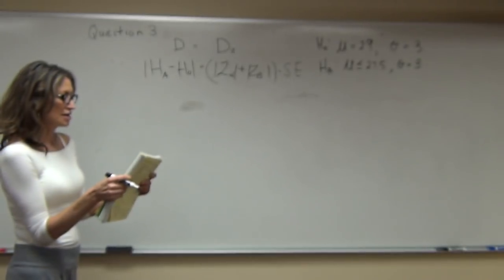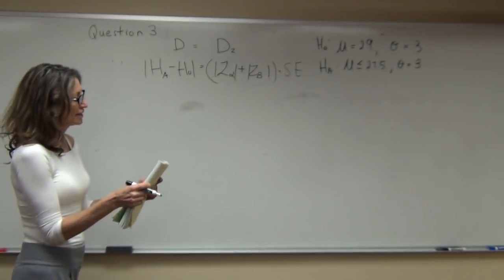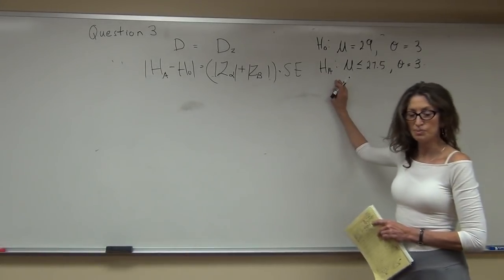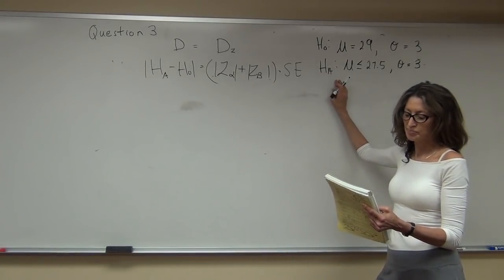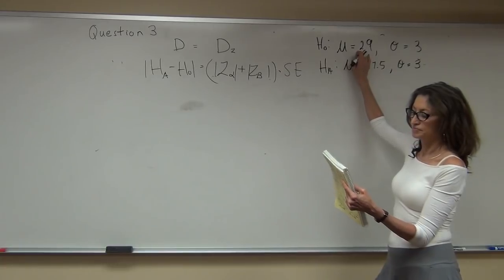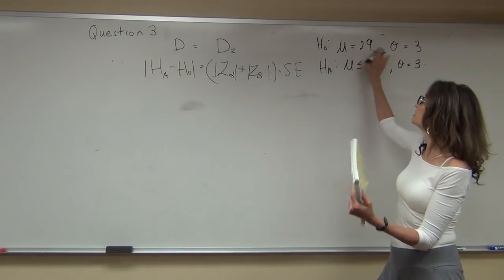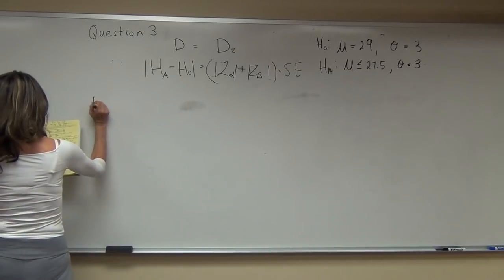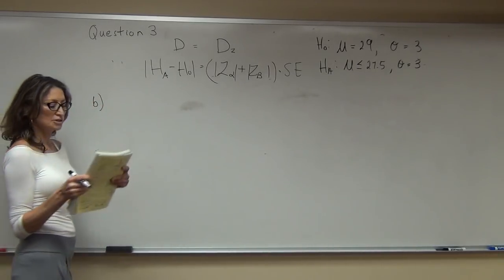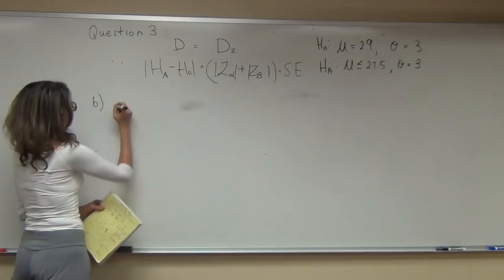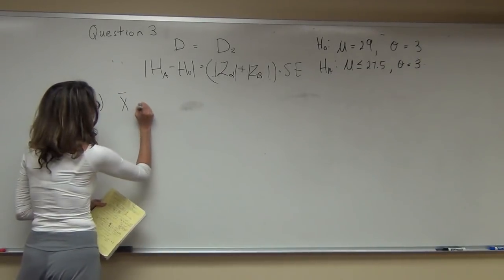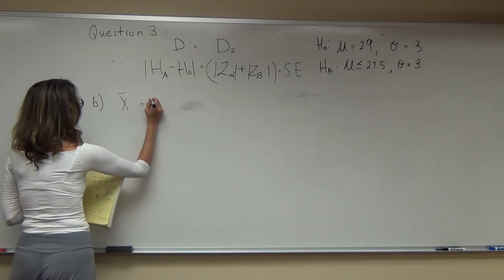And now the question says, what would I expect my sample average to be? 29 under the null. With a standard error of what? So part B says, assuming the null to be true, I'd expect x bar, our sample average under the null, to be equal to 29.